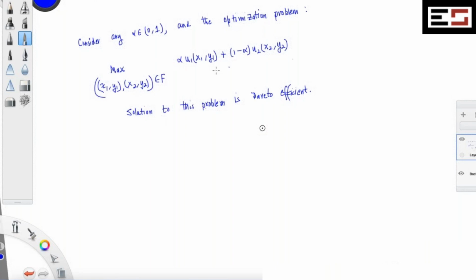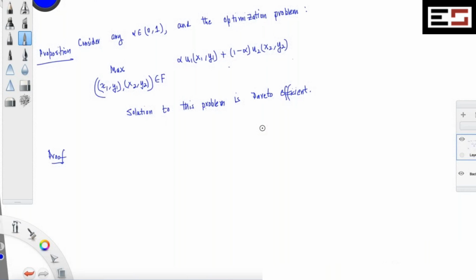So let's see how we can do it. Okay, but before that, let me first prove this. Okay, so let's call this a proposition, and here is a proof. What I'm going to do is show that if something is not Pareto efficient, then it cannot solve this problem. Okay, so this is a way to prove it, because I want to show that if x1*, y1*, x2*, y2* solves this problem, then x1*, y1*, x2*, y2* is Pareto efficient.